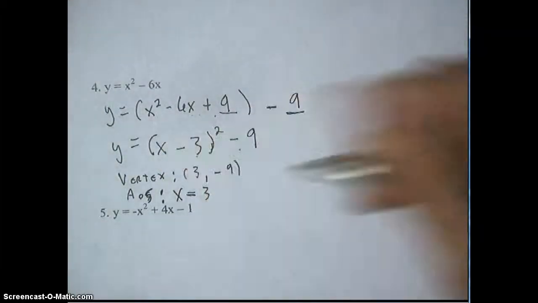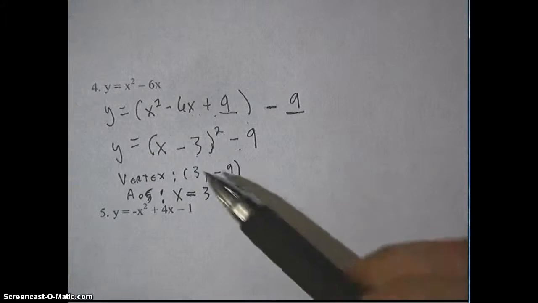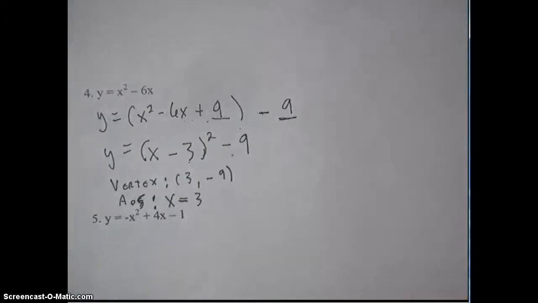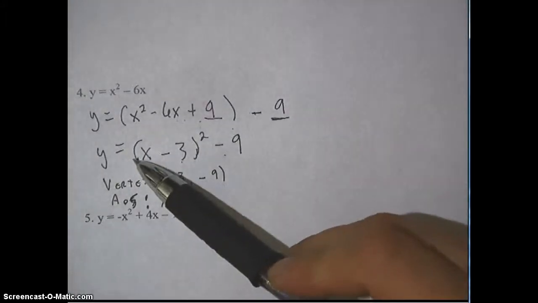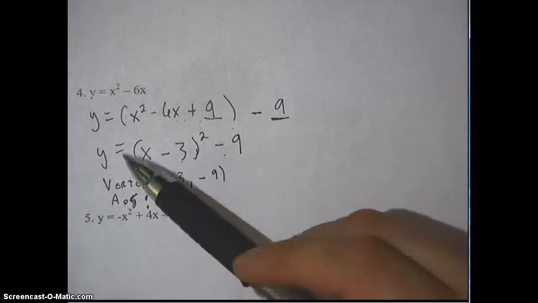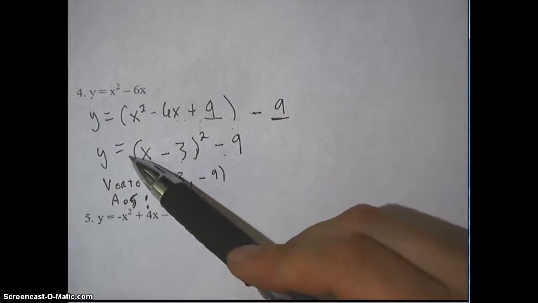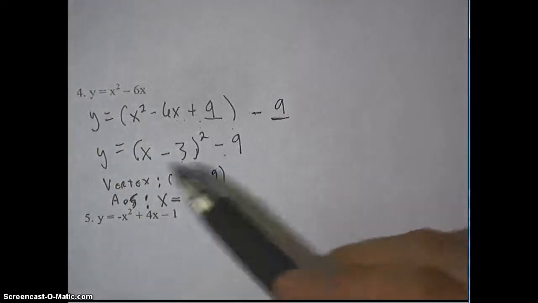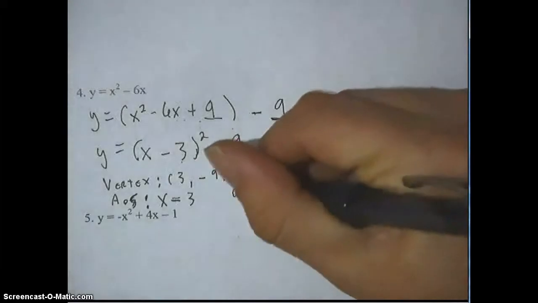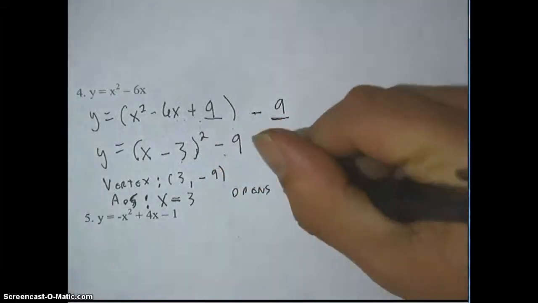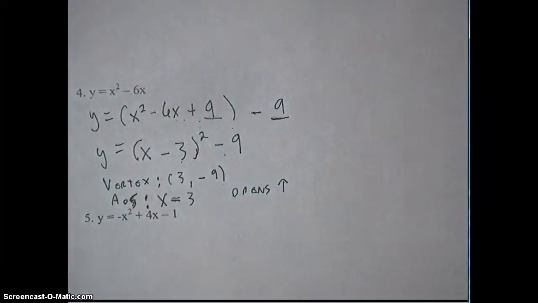X equals 3. Now the way to know if it opens upwards or downwards, it's going to be right here in the front of the vertex equation. If there's a negative, it opens downwards. There's no negative, so this thing opens upwards. I'm just going to put a little arrow. It opens upwards. So domain and range.